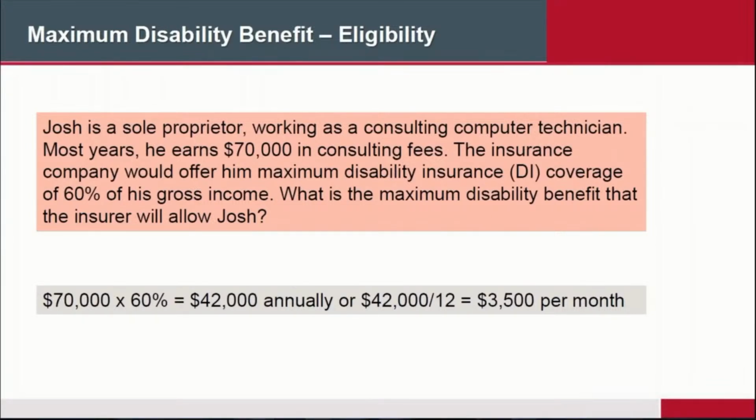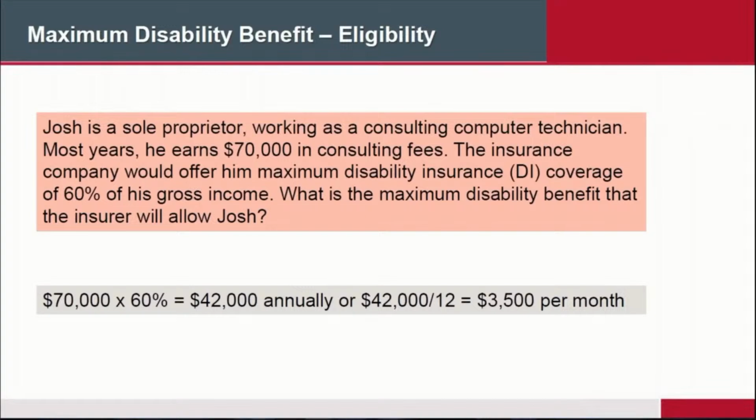So it's quite simple. It's earned income, which in this case is the consulting fee of $70,000, times the benefit, which in this case is 60%, is $42,000. So 42,000 divided by 12, because disability insurance is paid out on a monthly basis, they get $3,500 a month. So you can see the formula is really quite simple. It's earned income times the benefit equals whatever. In this case, 42,000 divided by 12, and it's $3,500.